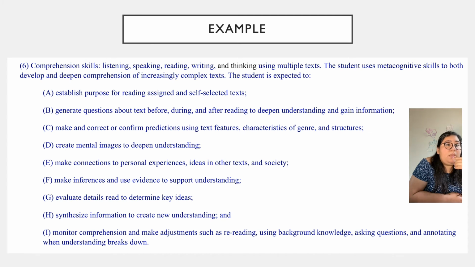For D, it would be create mental images. So again, the verb right here is create. E is make connections. We want students to be able to make connections. F, again, make inferences and use evidence. G, evaluate details. So students are to evaluate. That's the verb right there.